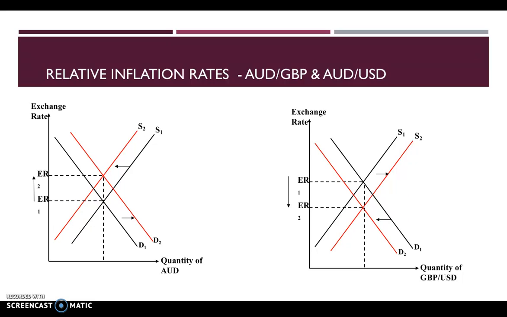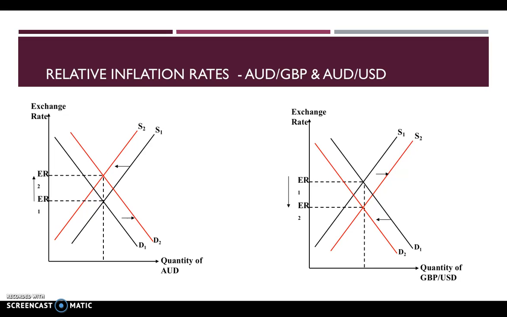Given lower inflation rates and the comparatively lower cost of goods in Australia compared to the United Kingdom and United States, there will be a greater demand for Australian exports. As a result, the graph on the left shows the demand for Australian dollars shift to the right, as trading partners require Australian dollars to purchase goods. Similarly, the supply of Australian dollars also shifts to the left, as fewer Australian dollars are exchanged for foreign currencies, given Australia's favourable inflation rate.